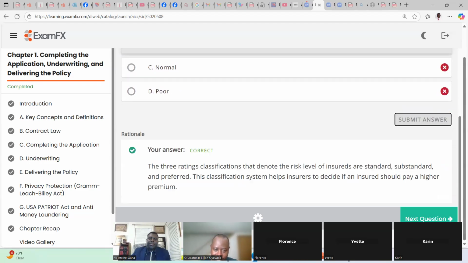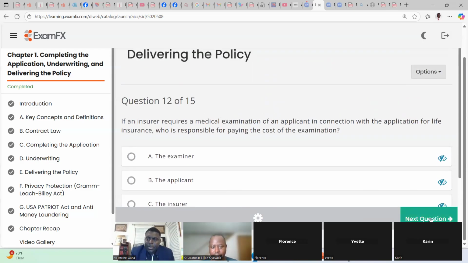The three rating classifications that denote the risk level of an insured are standard, substandard, and preferred. This classification system helps the insurer decide if an insured should pay a higher premium. Correct.